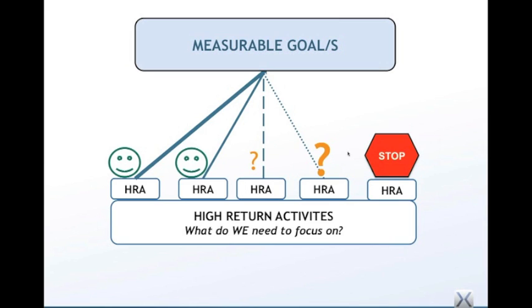So essentially, just thinking that way makes it very easy for you to determine exactly what it is you need to focus on. The first 2 are clearly things that are high return activities. The third and the fourth one, there's some questions around those. And then the fifth one, well, if there's activity out there that's happening that has no relationship with the goal, that's something you need to stop.